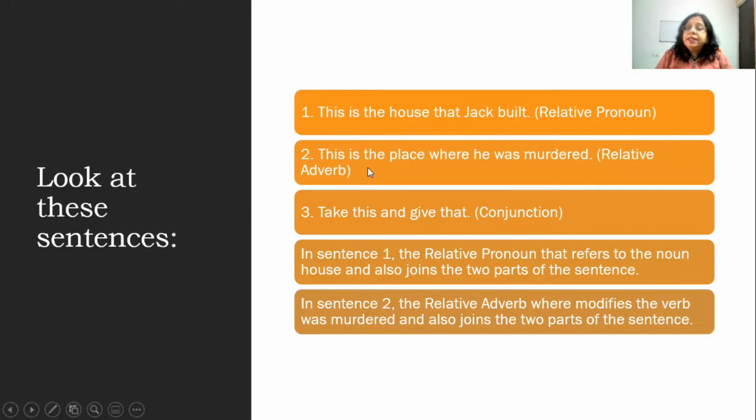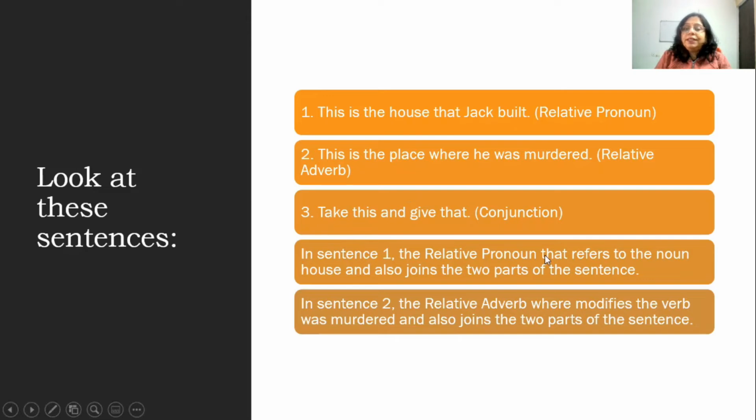In the second sentence, this is the place where he was murdered. Now, where is the word which is used as a relative adverb? Now, let us see the third sentence: Take this and give that. Here again, that same word which was previously used in sentence number 1 as a relative pronoun, that is, "that", is used as a conjunction in the third sentence.